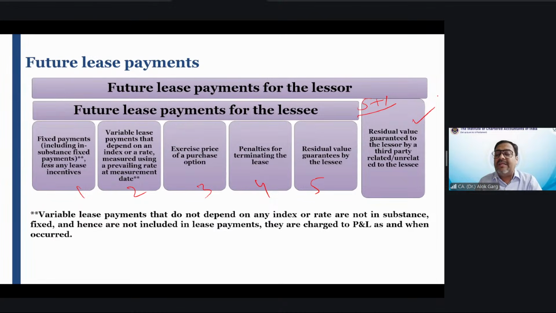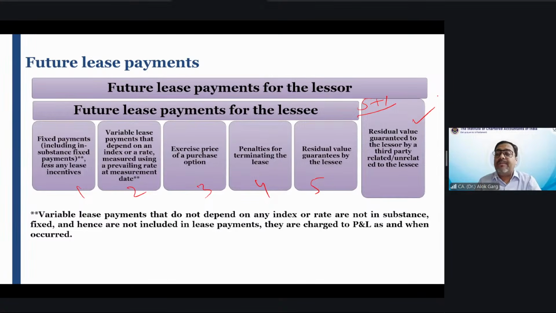Penalties for terminating the lease. Okay. So friends, if the lessee is reasonably certain that the lessee is going to terminate. For example, you remember in my full class, I gave the example of a strip of tablets, a strip of 10 tablets. Okay. Let me give you an example here. Penalties for terminating the lease.